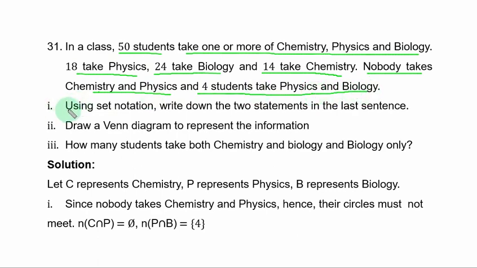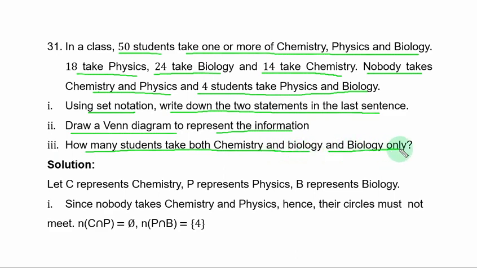Roman figure 1, using set notation, write down the 2 statements in the last sentence. Roman figure 2, draw a Venn diagram to represent the information. Roman figure 3, how many students take both chemistry and biology only? This last question is 2 in 1. You have to take note of that.